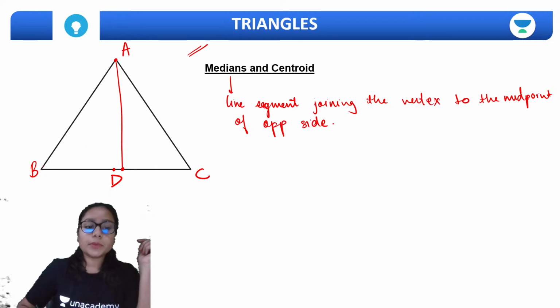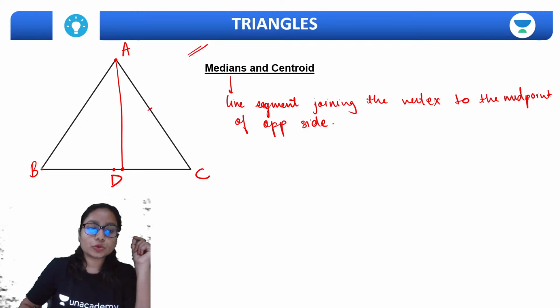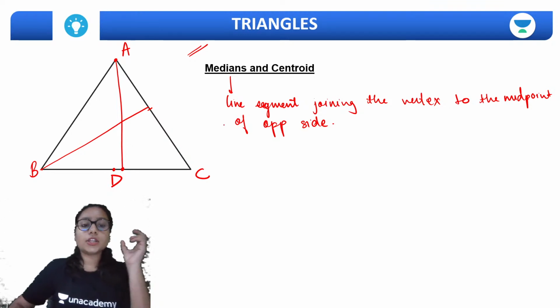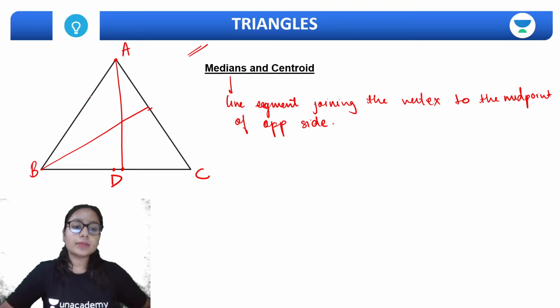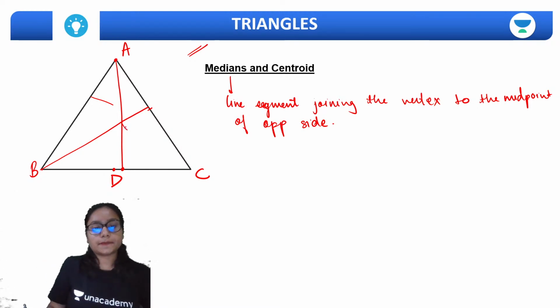Likewise, you can draw the median for vertex B also. Take the midpoint of AC and join it with B. Likewise, you can draw the median for vertex C also. So what you need to do is join the midpoint of AB to C. This would be something like this.